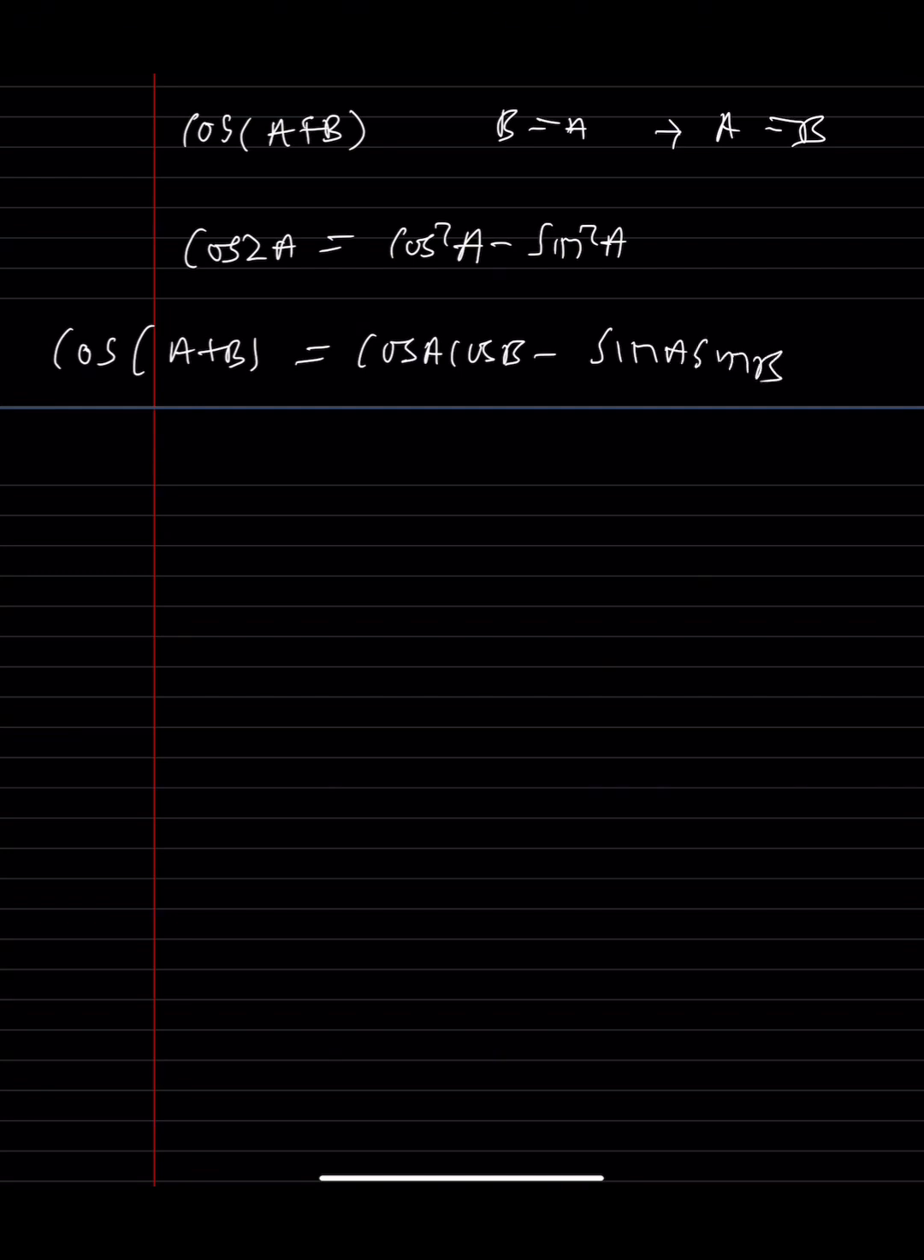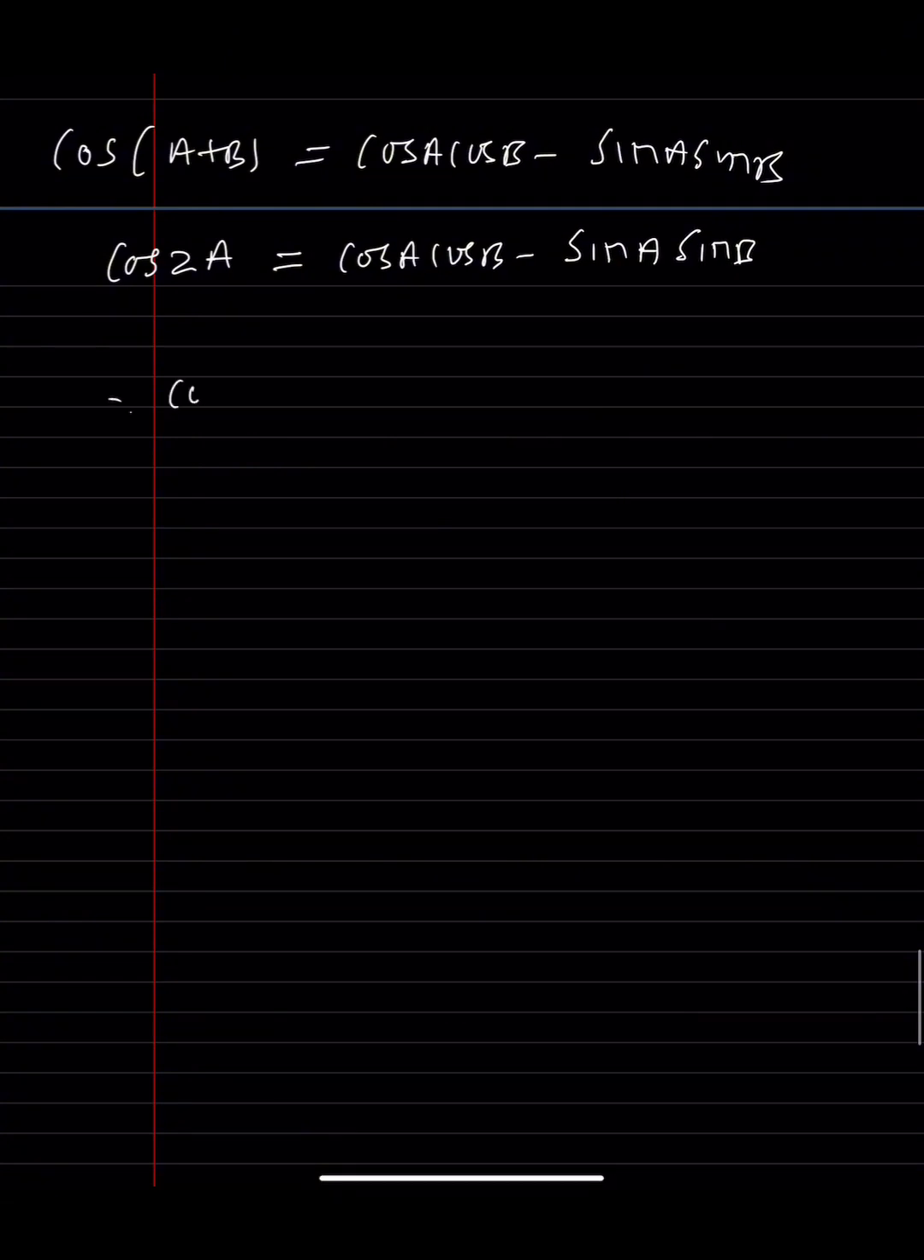Based on this, if A is equal to B, then we can say our cos 2A or cos 2B should be equal to cos A cos B minus sine A sine B. So after all, we are going to get cos 2A to be equal to cos squared A. Here we are saying let A equal to B, so I need to change here to A, here to A, and at the end of the day, we are going to get cos square A minus sine square A.